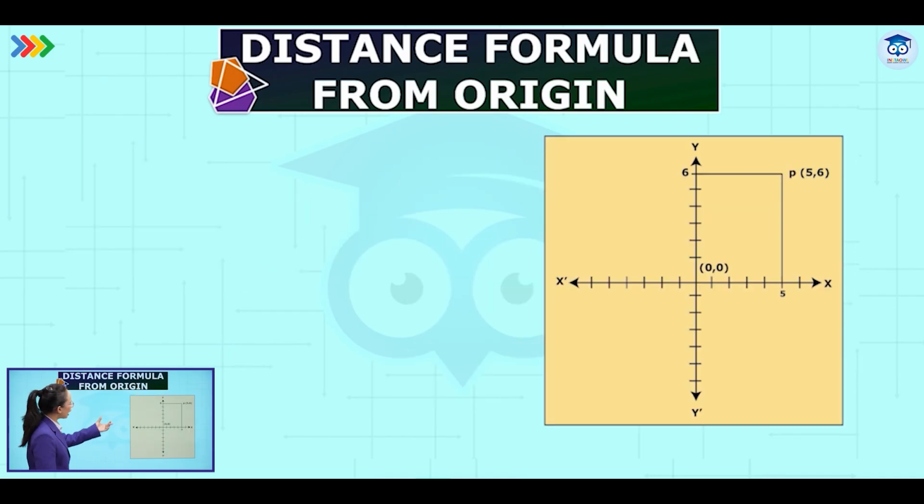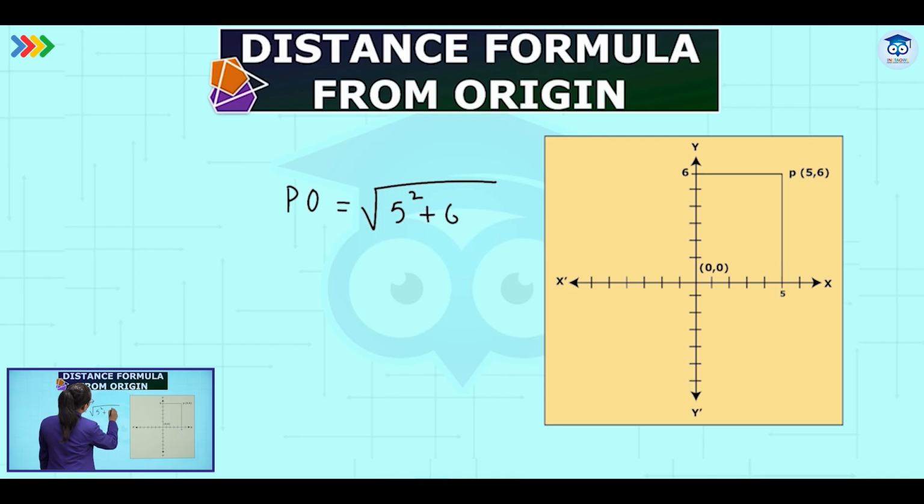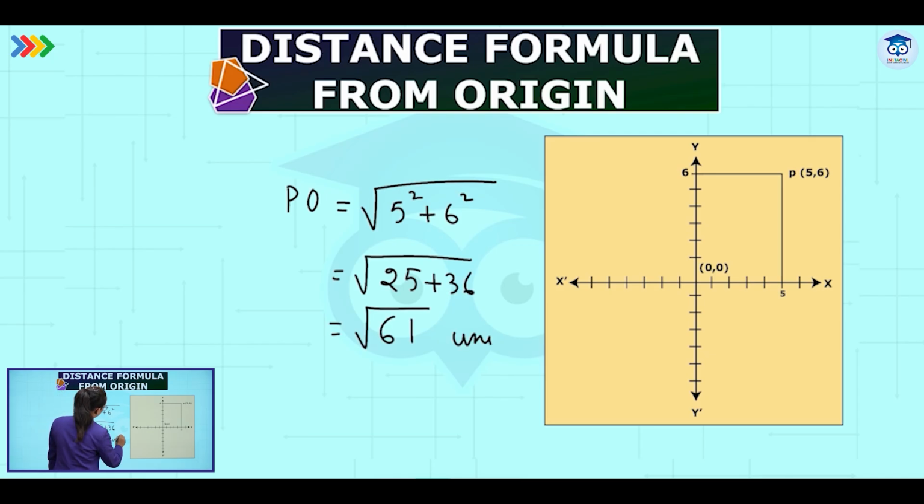So we have here the point P (5, 6) and the origin (0, 0). How do we find the distance? The distance between this point P and the origin O is given by PO equal to the square root of 5 squared plus 6 squared. That is nothing but 25 plus 36, which is the square root of 61 units. Unit represents what? It can be centimeter, we don't know.